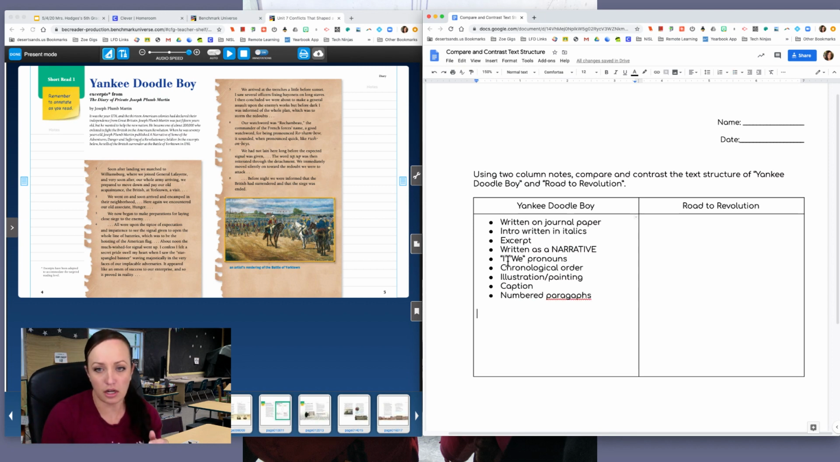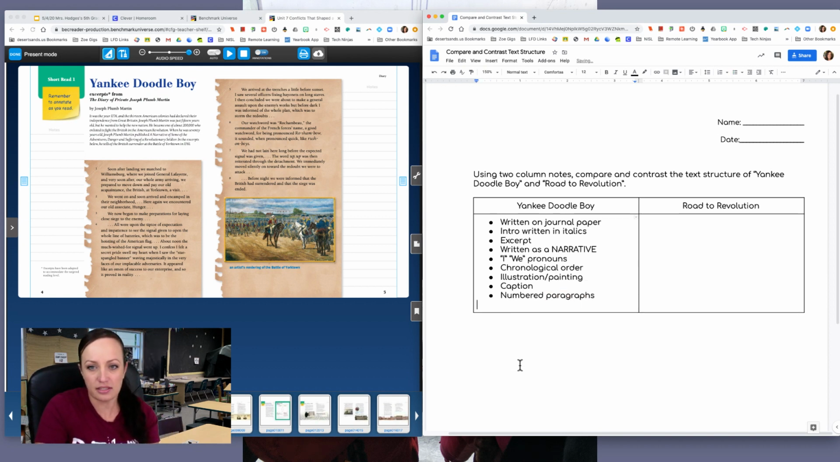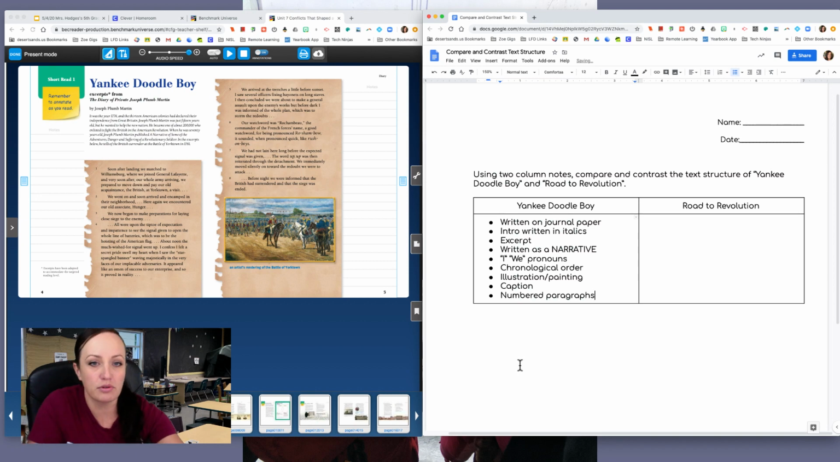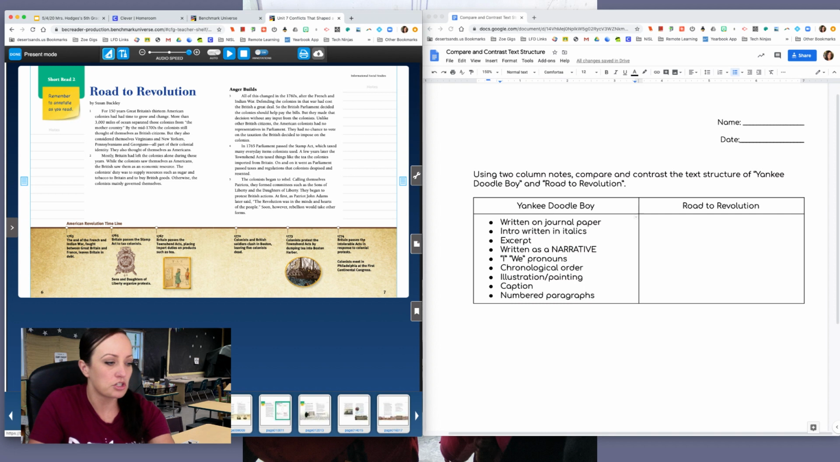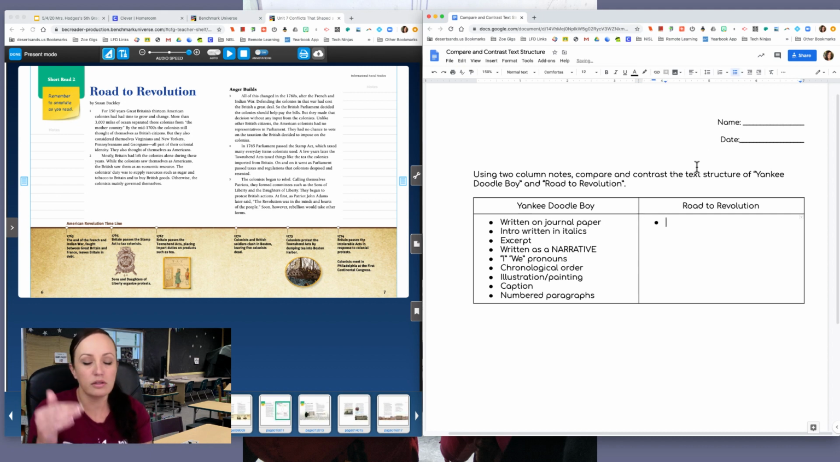Okay, so your job is to do the same kind of analysis using the other text. So looking at Road to Revolution, let me switch to that text. Road to Revolution does not have the same look to it. So what I'm going to have you do is list out what text features you see, how it is organized, and maybe keep in mind what you noticed as you read it.